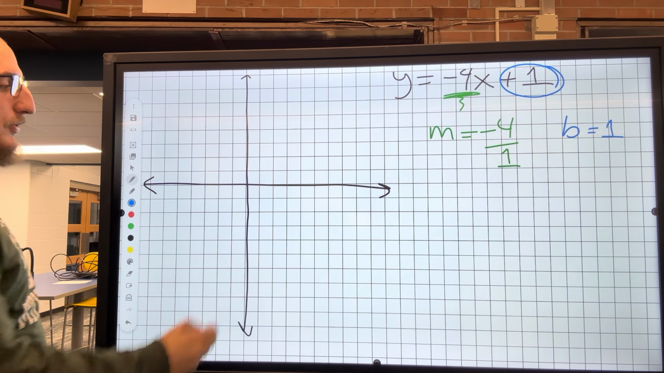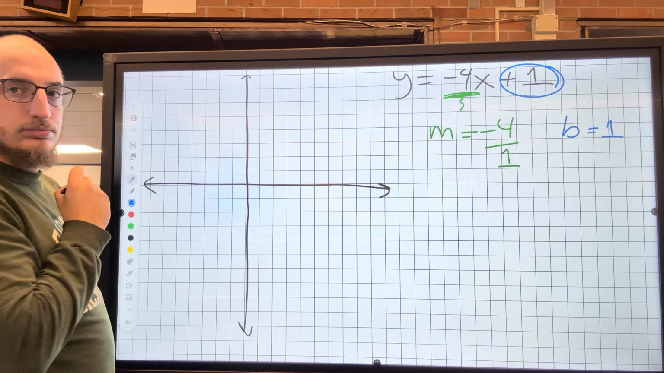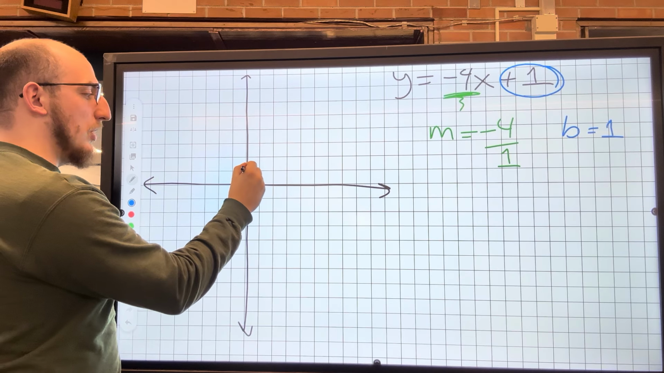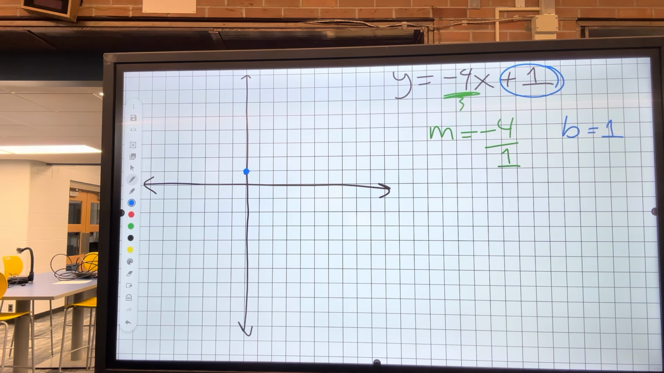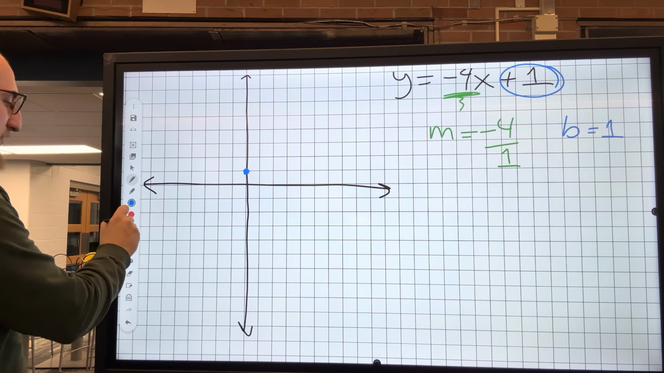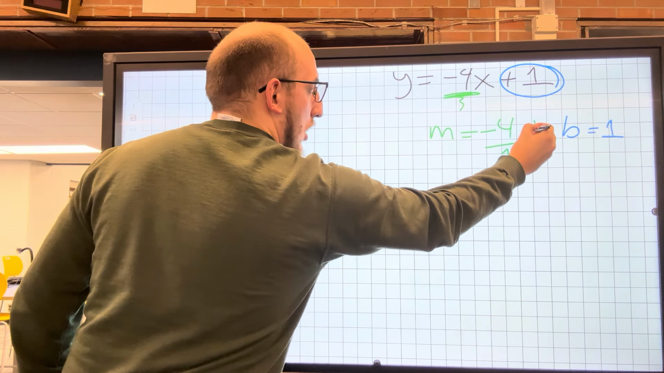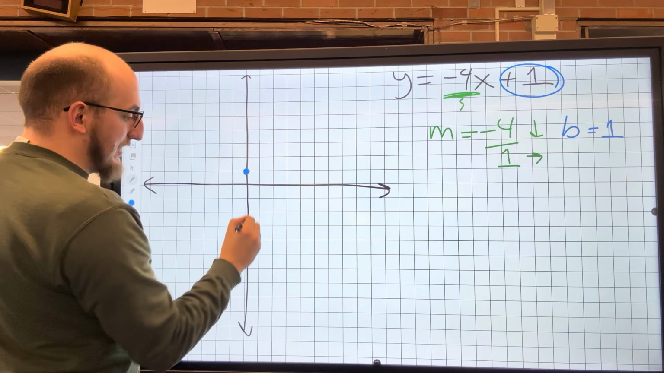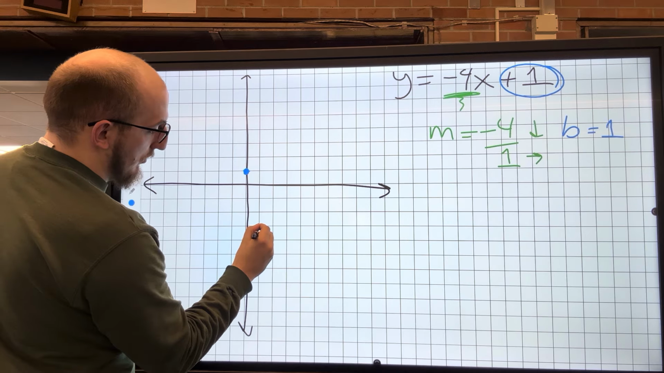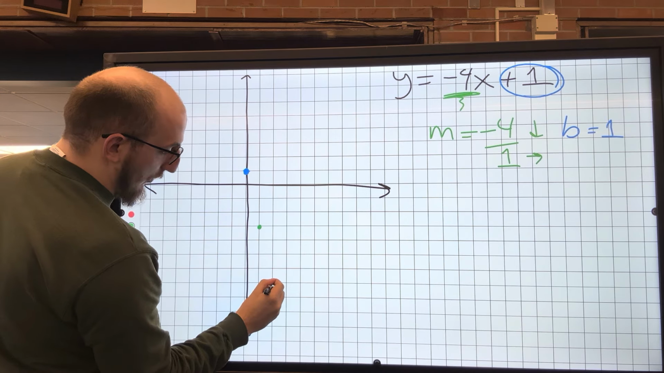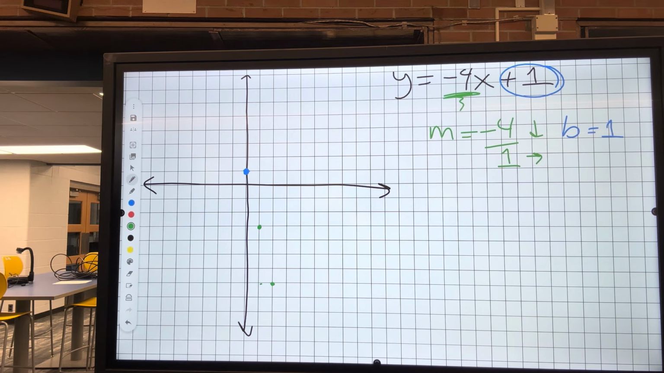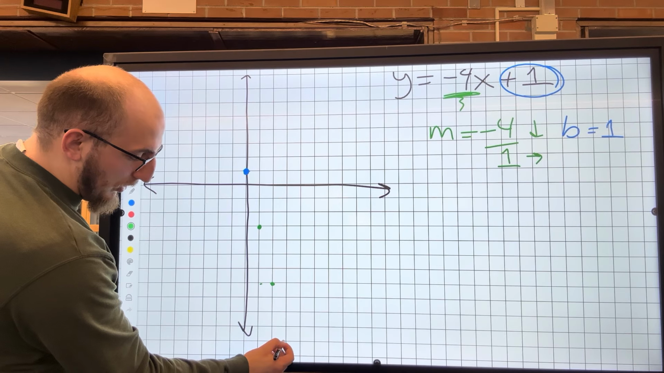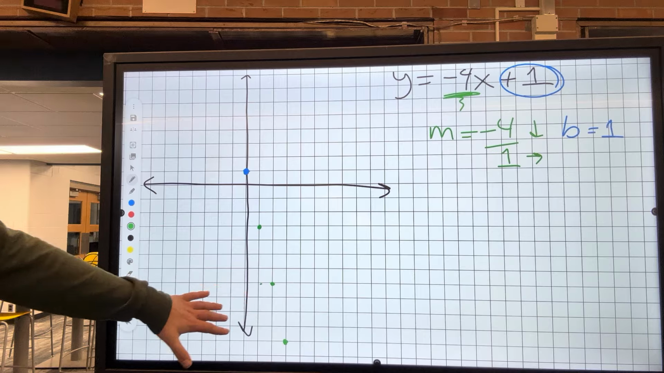Now, do I start over 1 or up 1? Hopefully you guys said up 1, because that is our b. And then we move from there. Our slope says we got to go down 4, right 1. Down 4, right 1. I like when we do 5 points. We can't do 5 points going down 4, right 1. Well, we technically can, but it's kind of stuck there.